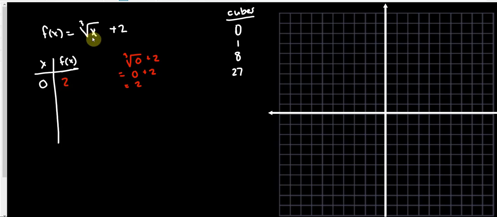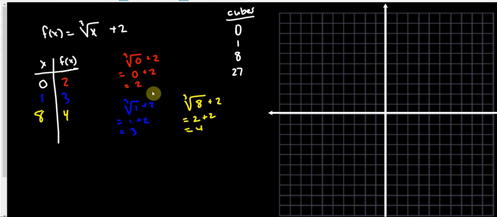If I put a 1 in there, I guess I should change colors so that it looks nicer. Let's plug a 1 in. So cube root of 1 plus 2. Cube root of 1 is 1. 1 plus 2 is 3. Okay, well that's easy. What if I put an 8 in there? Plug an 8 in. So the cube root of 8 plus 2. Cube root of 8 would be 2. So 2 plus 2 is 4.